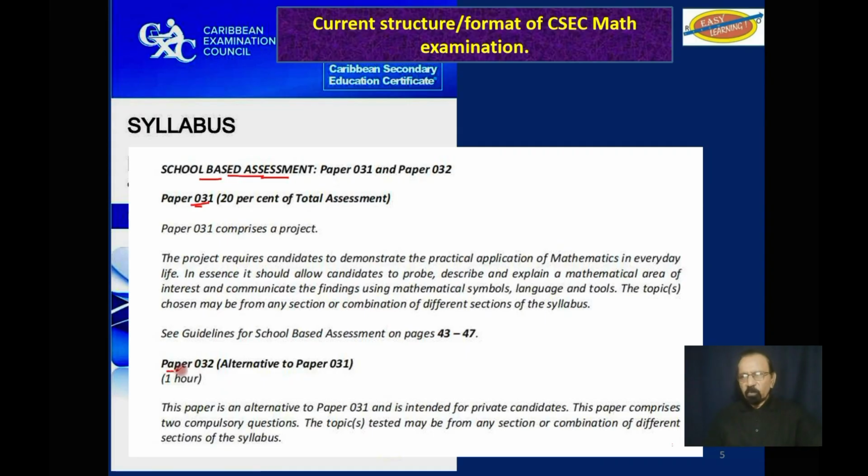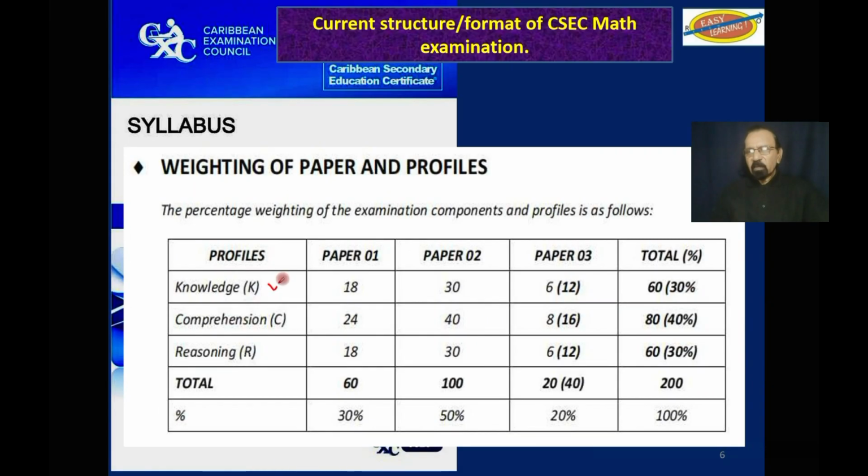If you are not in school and you are writing this exam as a private candidate, that will be paper 032 as opposed to 031. In this case, you will be given data and asked to conduct certain statistical analyses on that data to arrive at some conclusions. That's paper 3.